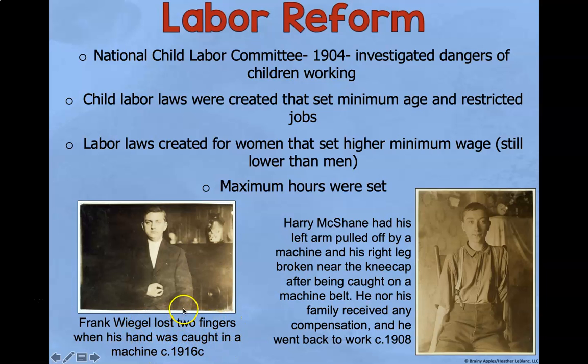This was 1916. And this young man, Henry McShane, had his left arm pulled off by a machine, and his right leg was broken near the kneecap after being caught on a machine belt. He nor his family received any compensation, and he went back to work after he healed. So that just goes to show you how hard it was during this time period. There was no such thing as workers' comp.